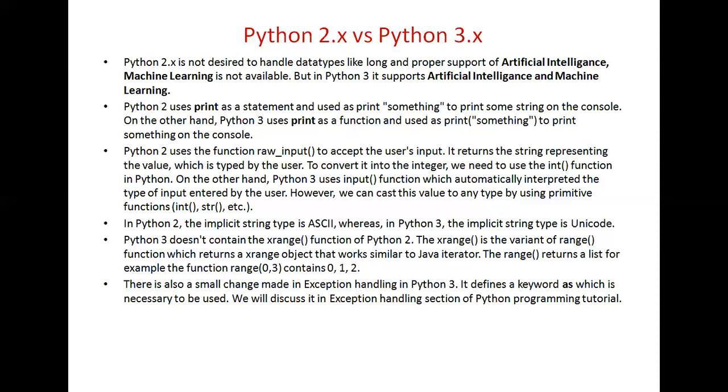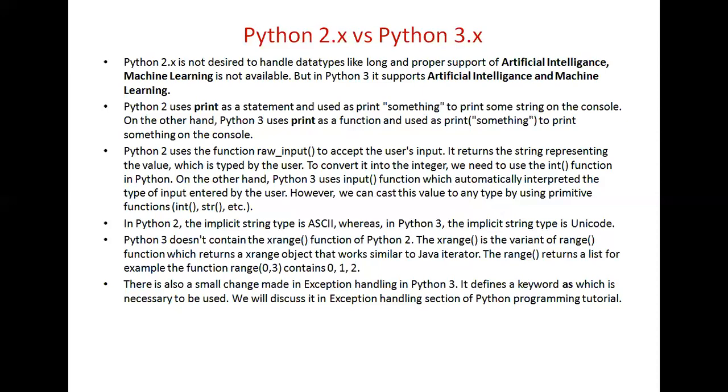Next difference is in Python 2, the implicit string type is ASCII characters, whereas in Python 3, the implicit string type is Unicode. Okay, ASCII characters are nothing but 0 to 9 and the symbols which are on the keyboard, and all the symbols. Normally ASCII characters are some numbers. And in Python 3, the implicit string type is Unicode.